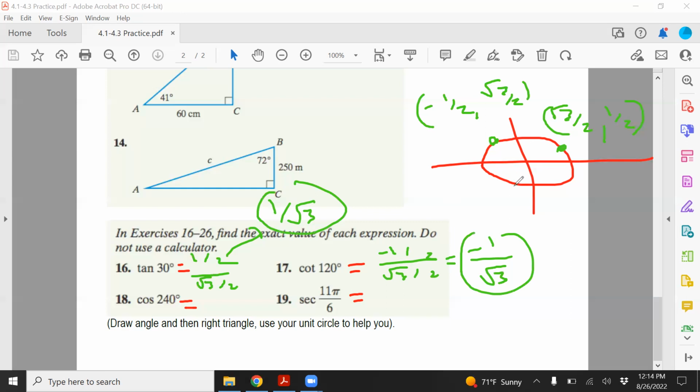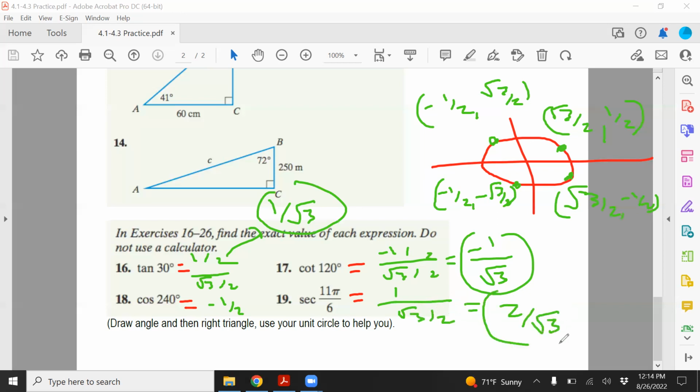240 is right over here. Those coordinates are -1/2 again, but then -root 3 over 2. You want x coordinates, you go -1/2. Secant of 11 pi over 6 is right over here. Those coordinates are root 3 over 2 and -1/2. You want 1 over x, 1 over root 3 over 2. So 2 over root 3. So there you go.